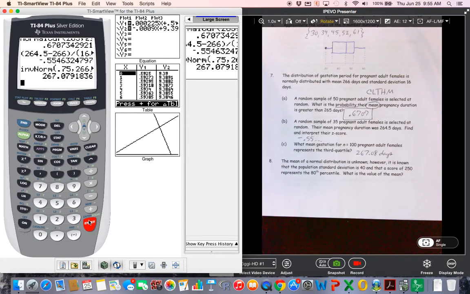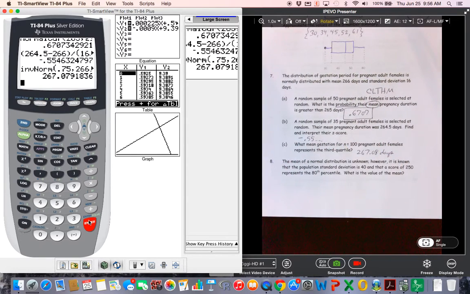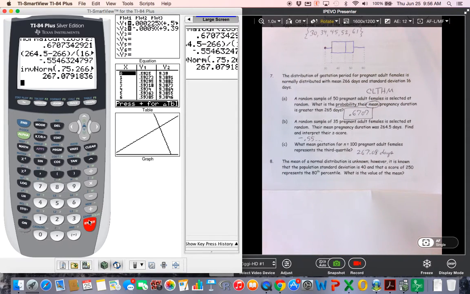All right, gang, the mean of a normal distribution is unknown. However, it is known that the population standard deviation is 40, and a score of 250 represents the 80th percentile. Well, guys, this is going to be done exactly like the one we did previously in class, or previously in a video. Nothing new. So if you took good notes like you should have, this should be pretty simple.